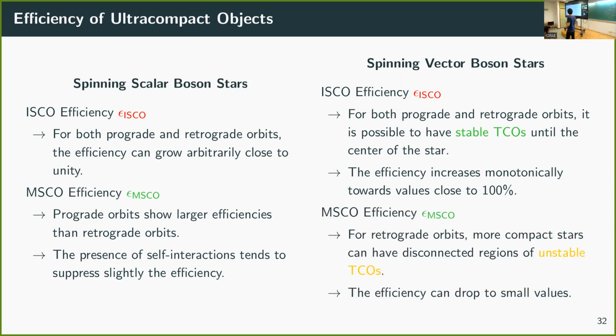Regarding the efficiency at the MSCO, it only appears for the retrograde orbits. So for the prograde ones, you don't have this MSCO. This happens because in the retrograde ones, you can find some disconnected regions of unstable circular orbits. And due to that, and since it appears far away from the star, the efficiency can drop to very small values.